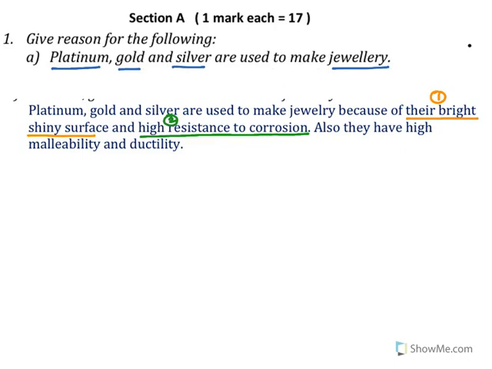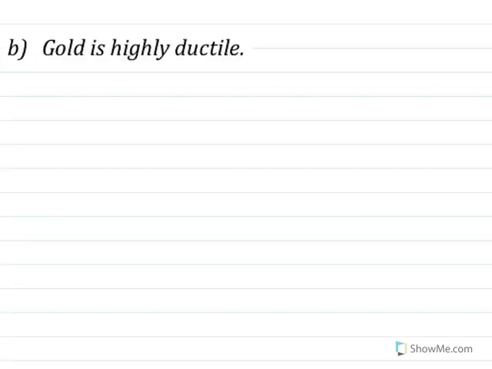And the third, they have high malleability and ductility. Means they can be drawn into sheets or they can be drawn into wires, and hence you can make pretty designs with these metals. So these are the 3 points: a bright shiny surface, high resistance to corrosion and high malleability and ductility.